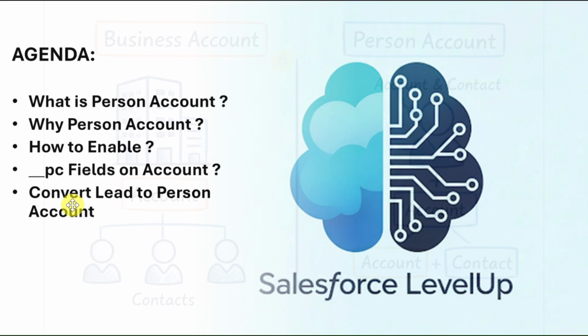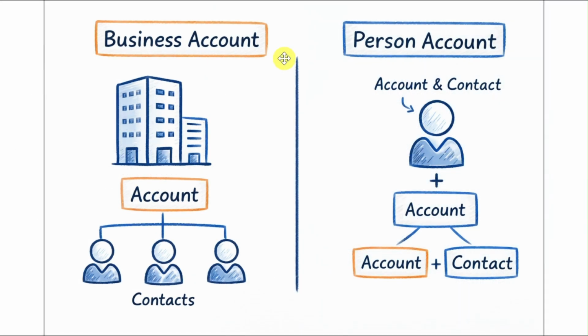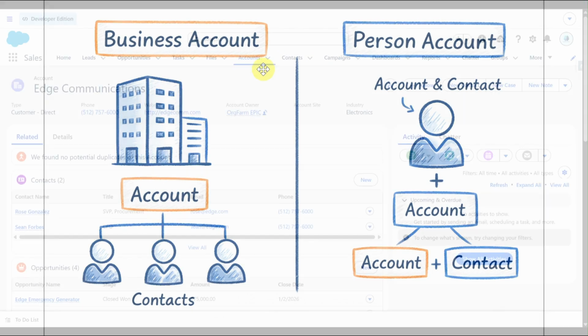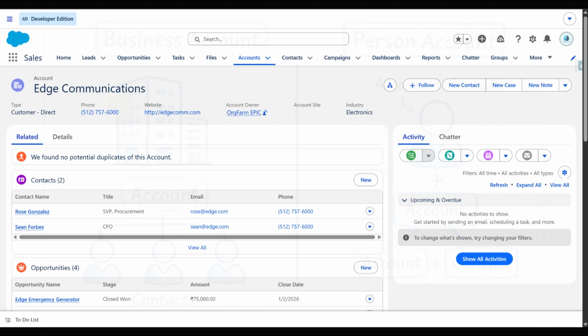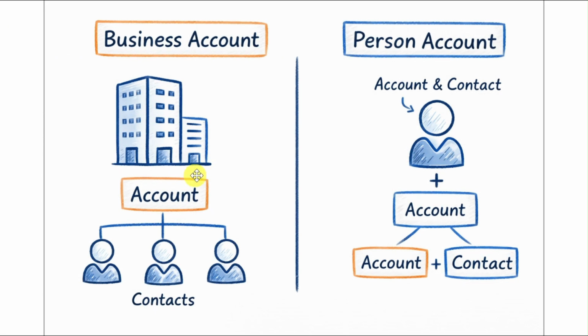Let's get started. So basically in Salesforce, we are having two different types of account. One is business account and the other is person account. Usually in our instances, we will be seeing the business account only. Account here represents an organization and in the related we will be creating contacts, right? And those contacts will be representing the employees or the users working under the particular organization. Whereas person account indicates an individual user, which is nothing but the combination of account and contact.